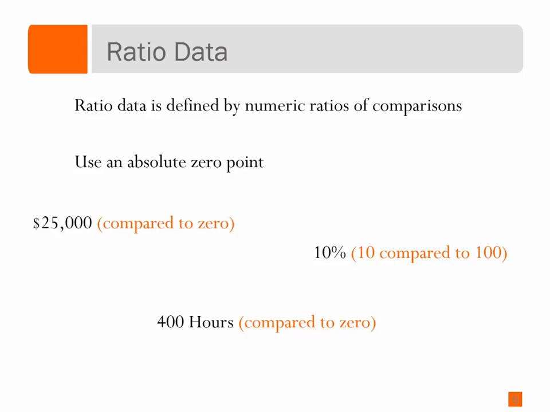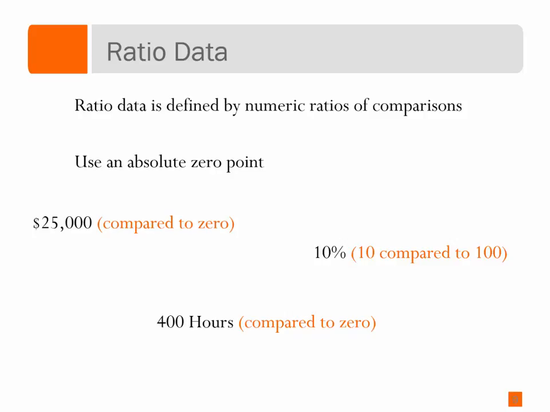And then finally, we have ratio data. So ratio data is defined by numeric ratios of comparisons. So these use an absolute 0 point. So a couple of examples here.